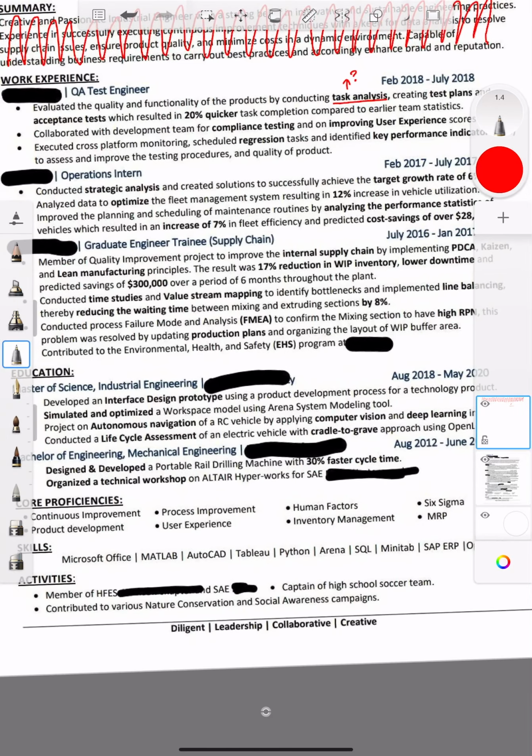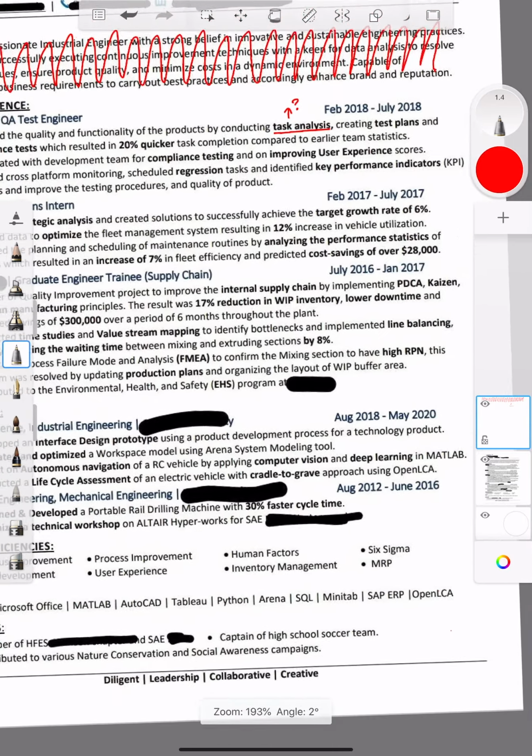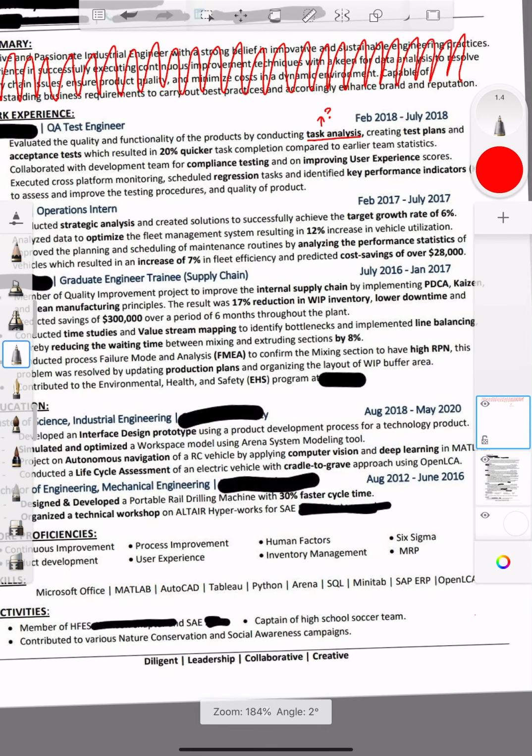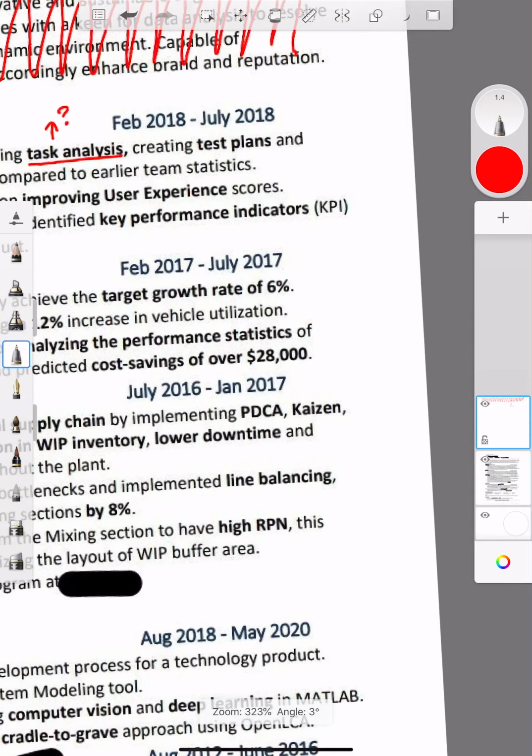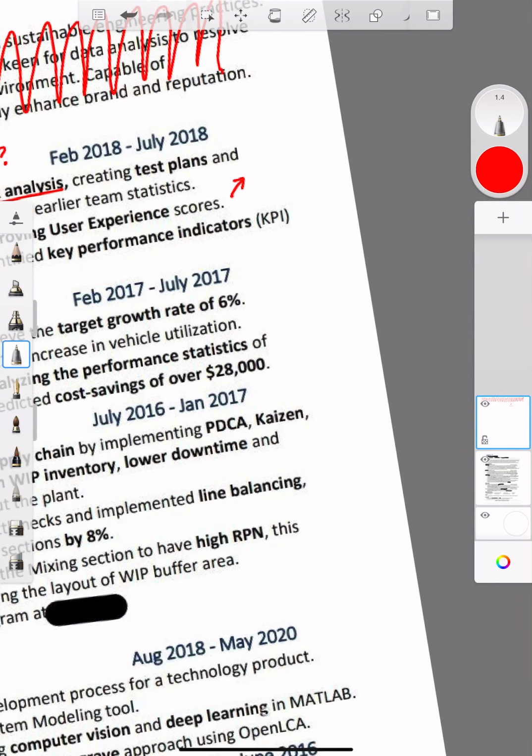Collaborated with development team for compliance testing and on improving user experience scores. So collaborated is, I guess, a good verb, but I still don't know what specifically this person did. What did you do? I'm going to do a smaller. What did you specifically do?